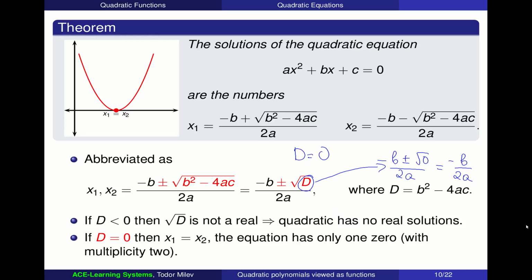Of course, when that happens, if you remember our factorization of this quadratic was a times x minus x1 times x minus x2. So when the discriminant is equal to 0, this becomes actually a perfect square, because x1 becomes equal to x2, which becomes equal to negative b over 2a, and then this whole quadratic becomes a perfect square.